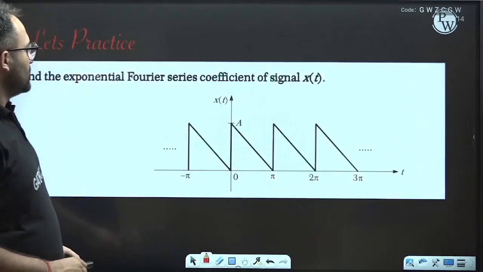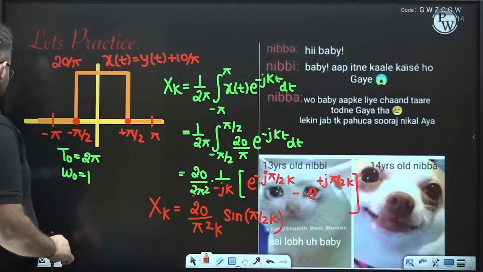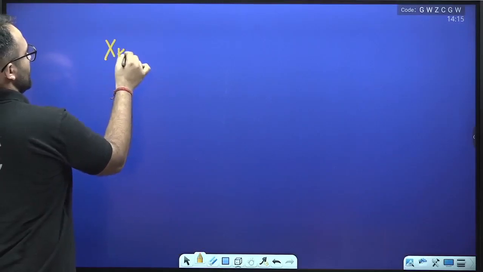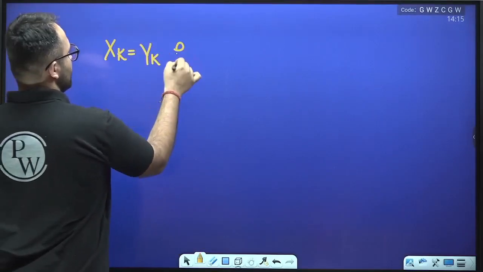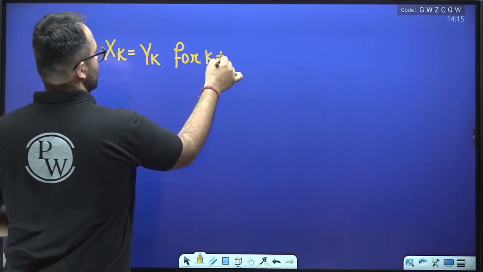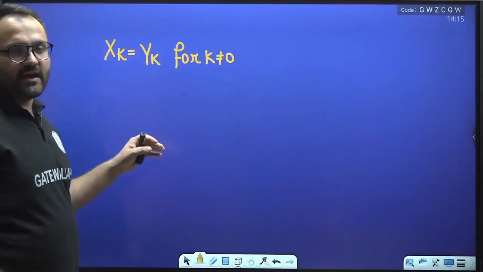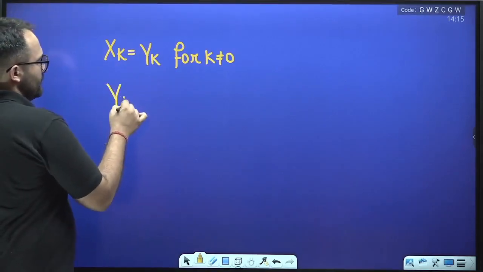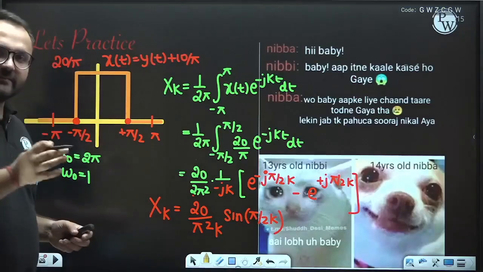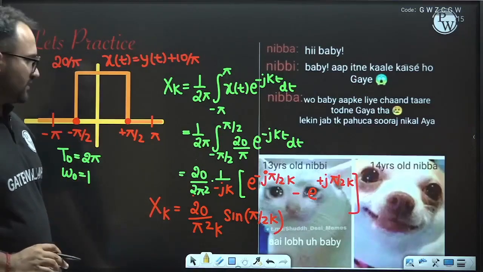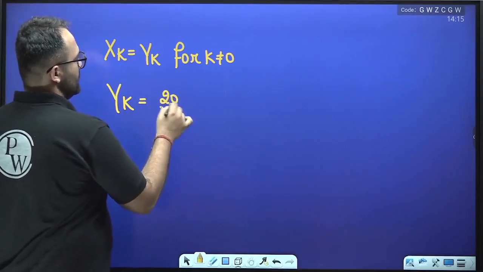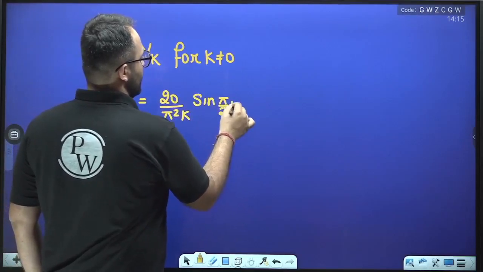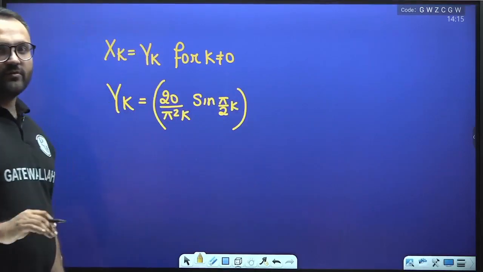Great. So we know that xk is equal to yk for k not equal to 0. Okay, except k equal to 0, this condition is valid. So we can say that yk is also equal to this only, 20 upon pi square sine of pi by 2 k, except k equal to 0. We are not worried about k equal to 0.